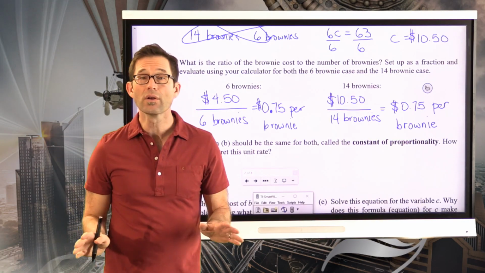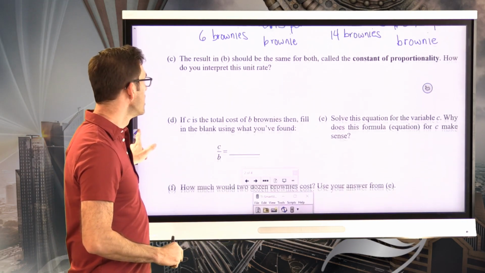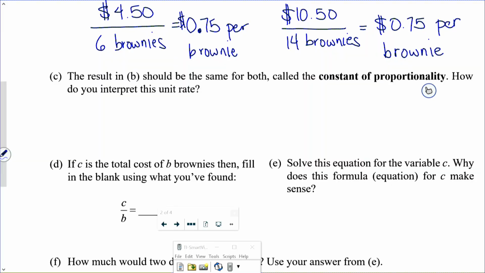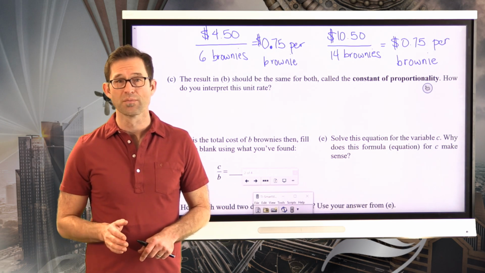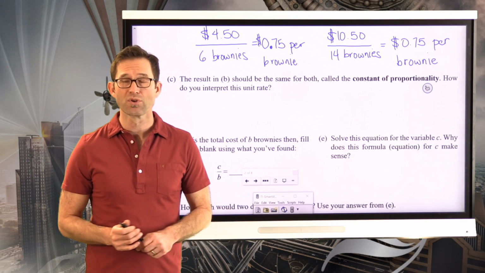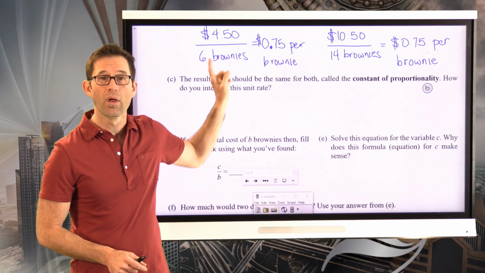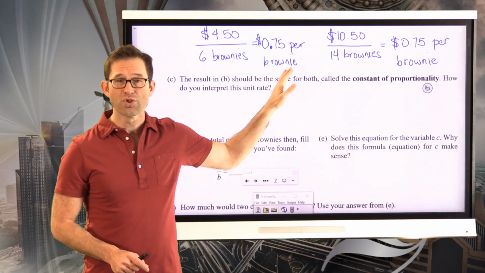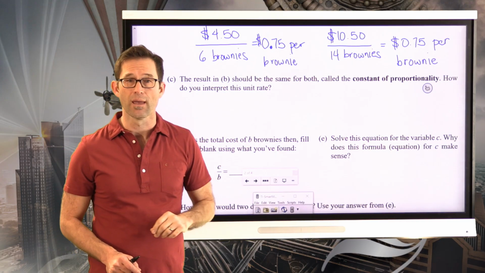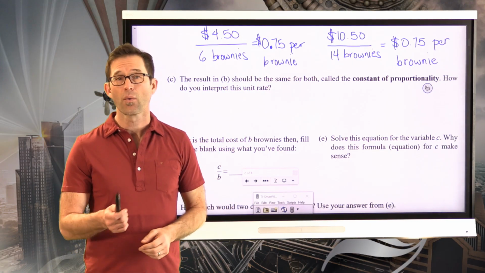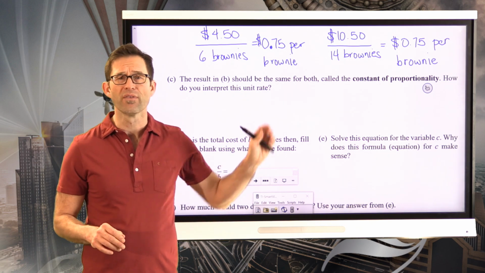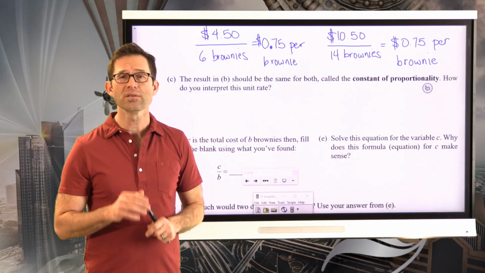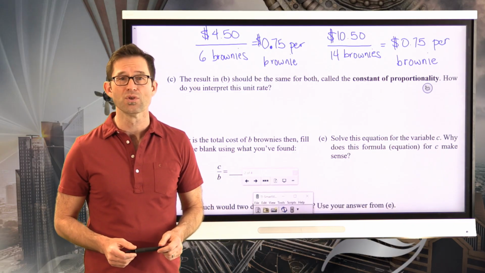Okay, let's take a look now at letter C. The result in B should be the same for both, called the constant of proportionality. How do you interpret this unit rate? Side note, this is the whole point of two variables being proportional. Whenever we divide the value of one variable by the value of the other variable, the quotient, or the ratio, should always come out to be the same. In this case, 0.75. The question is, how do we interpret that? What does it tell us? It should be painfully obvious from the units, but pause the video now and write down how you interpret this unit rate.